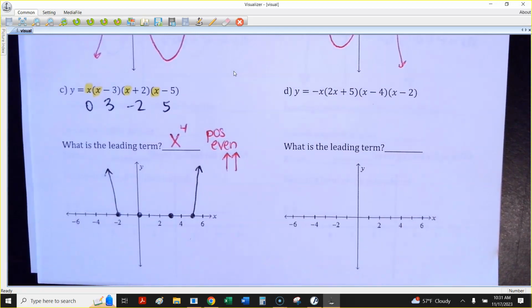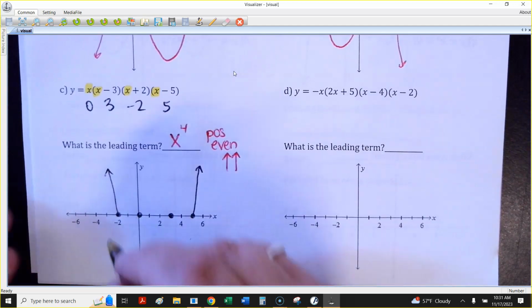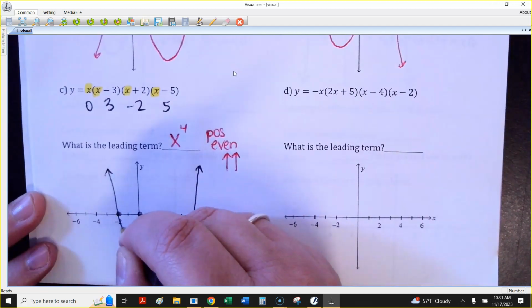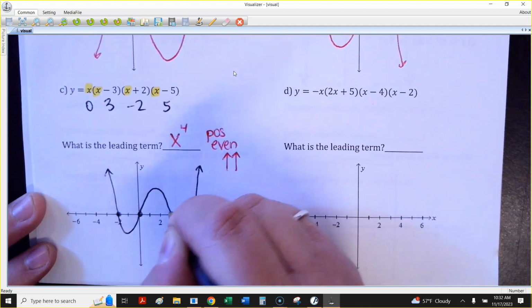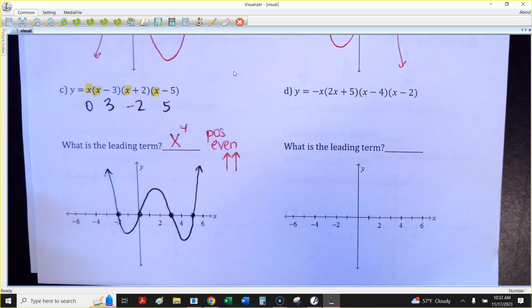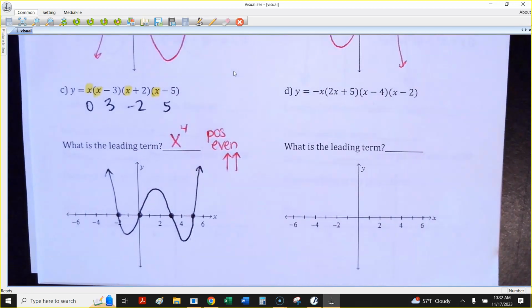And then we're literally going to wave through this x-axis. I'm going to go through the -2, but I have to come back up through the origin. I'm going to come back down through the 3, and then I have to come back up through the 5. So something like that. It doesn't have to be perfect. Just try to make it a little bit of a curve as you draw it. It shouldn't come to a point or anything like that. Does anybody have a question?